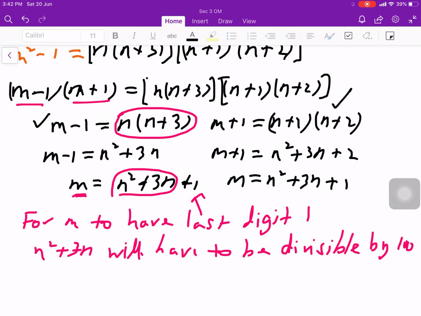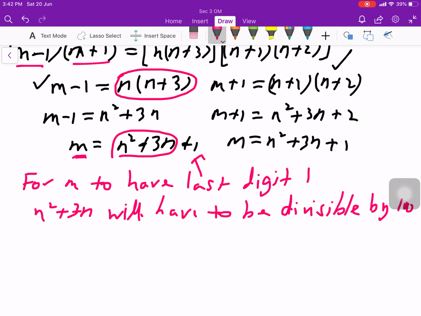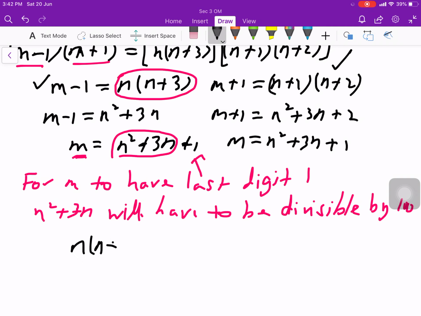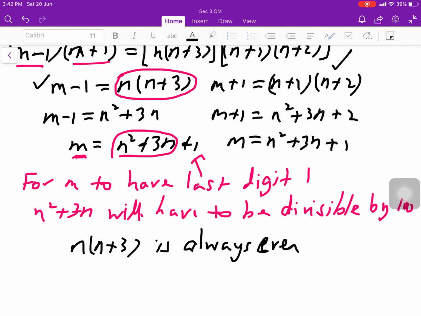That means, what does it mean? Can we also see that n times n plus 3 is always even? If you are not sure, or you want to raise this question, how do you know that it's always even? Can we just look at parity?